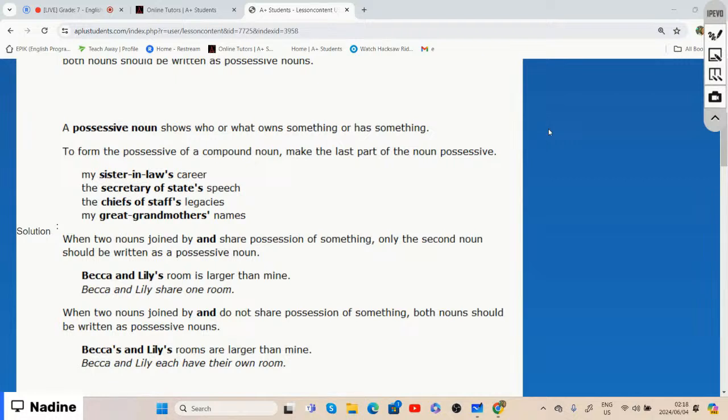All right, so to form the possessive of a compound noun, you need to make sure that the last part of the noun shows possession by adding an apostrophe and an S. Or if you're referring to more than one person and it ends with an S, then we add just the apostrophe at the end of that word.